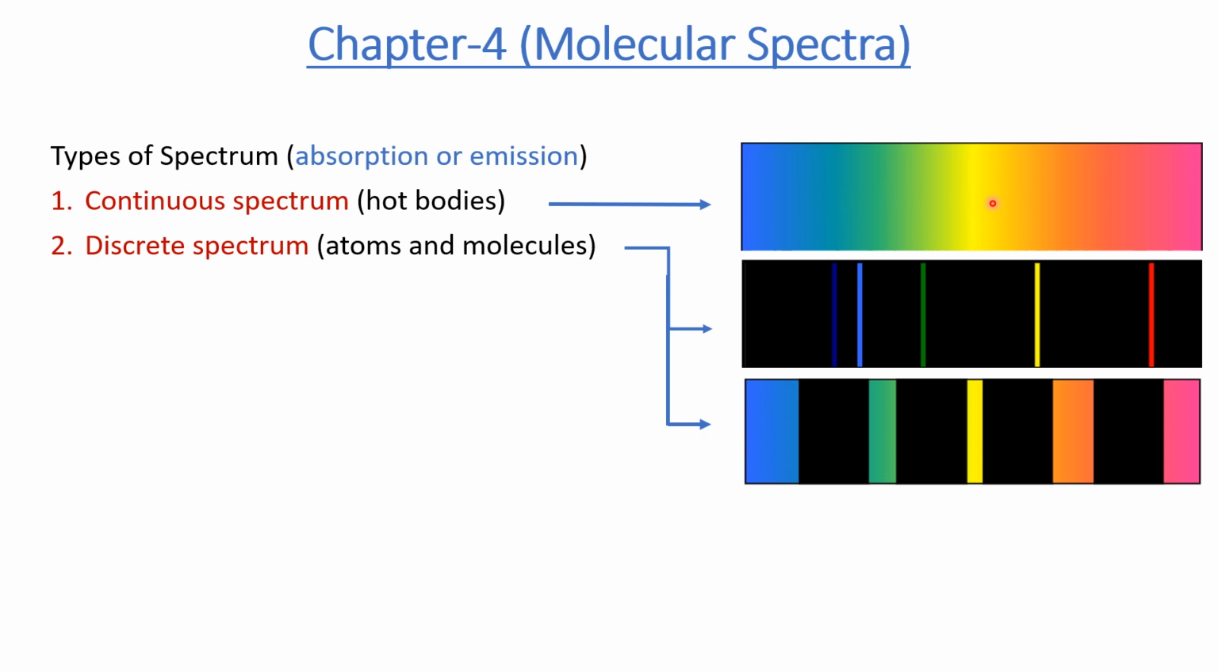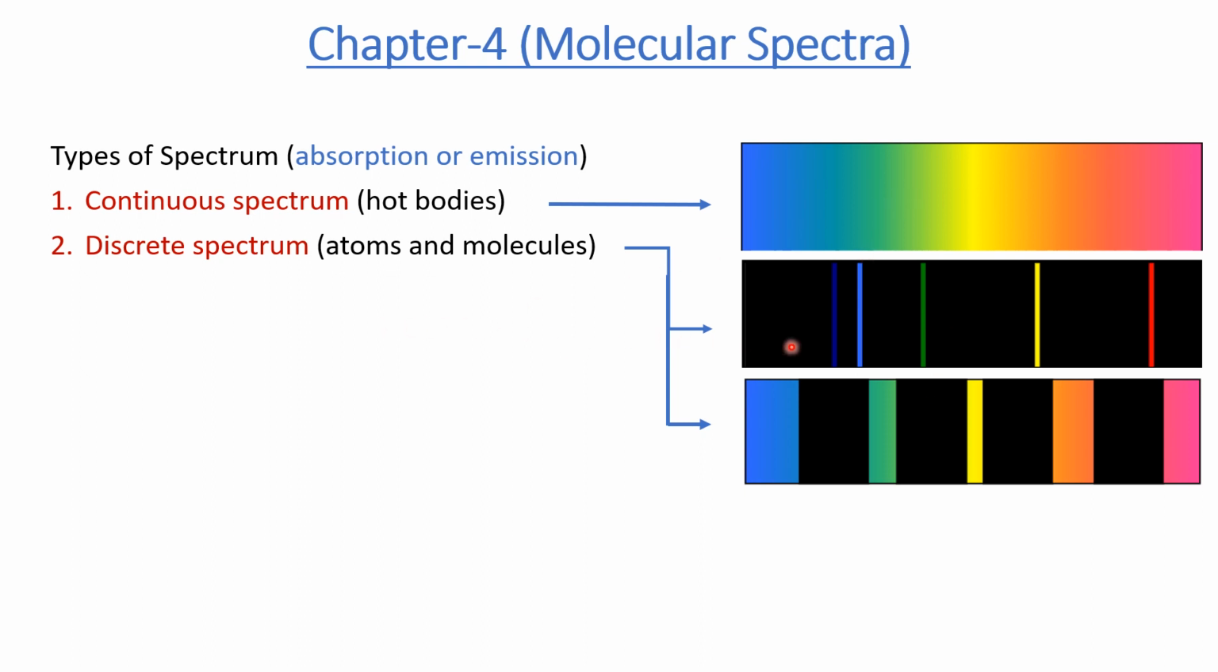So this is a continuous spectrum. You see that the wavelengths are continuously distributed and there is no gap between the wavelengths. However, if you look into the discrete spectrum, there is a gap between the two colors. These colors are actually wavelengths. Again, you see the colors here. These two are the discrete spectrum, and this one is the continuous spectrum.